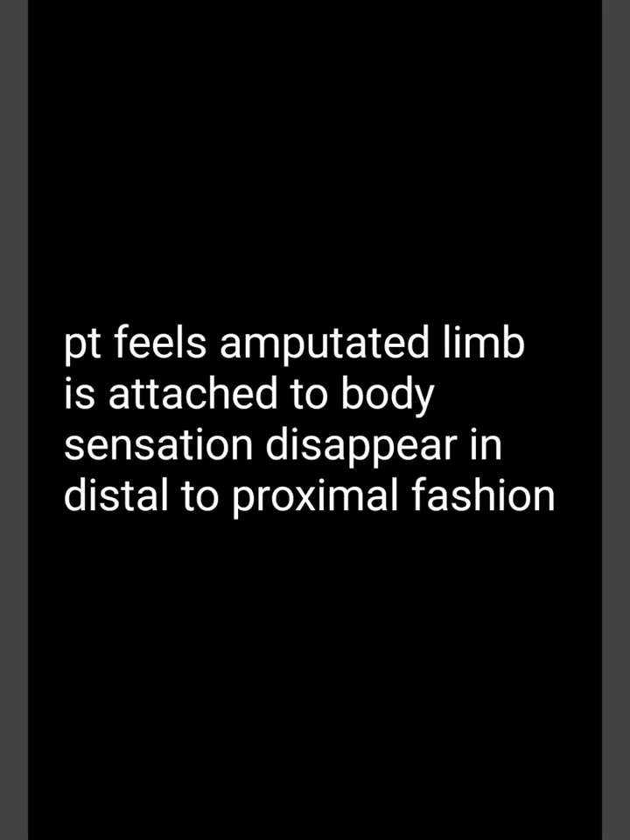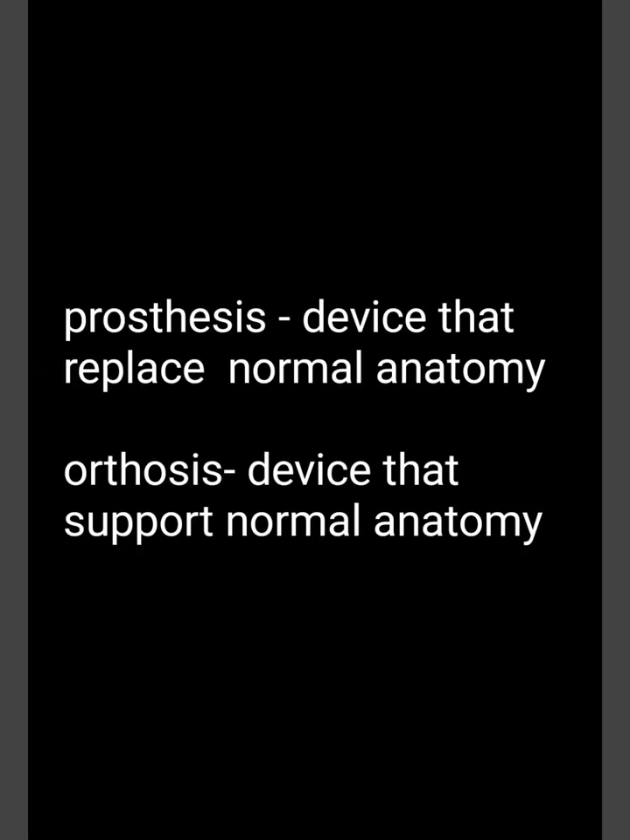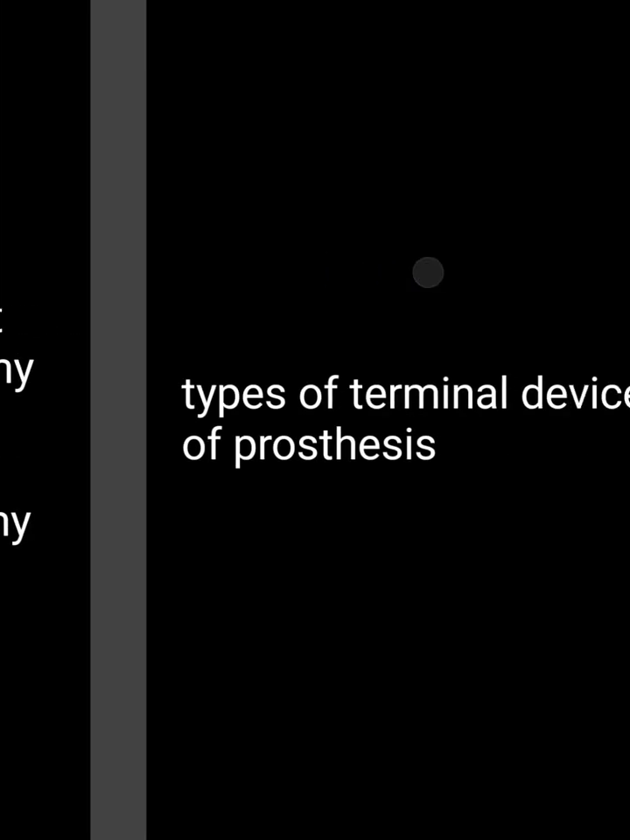Phantom limb: patient feels the amputated limb is attached to the body. Sensation disappears in a distal to proximal fashion. Prosthesis and orthosis. Prosthesis: a device that replaces normal anatomy. Orthosis: a device that supports normal anatomy.